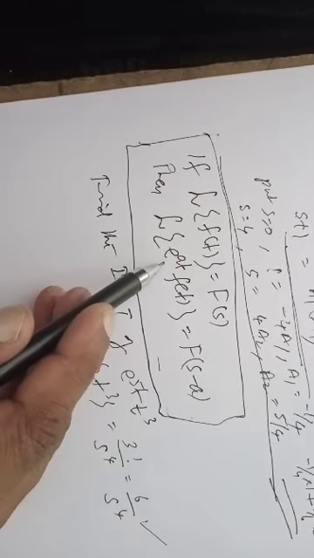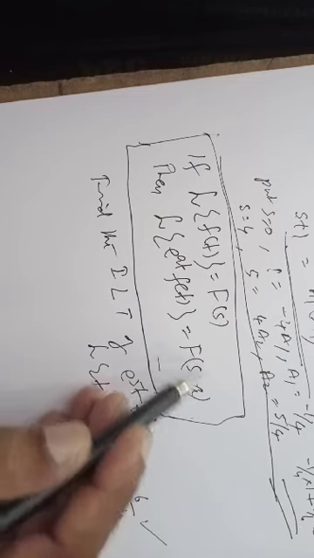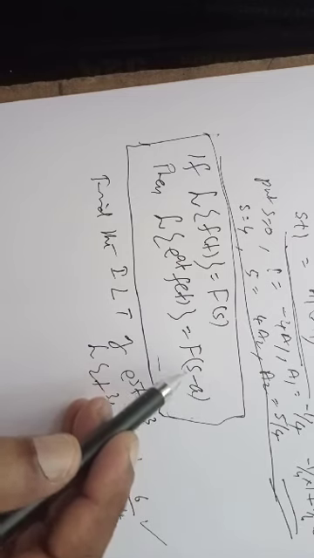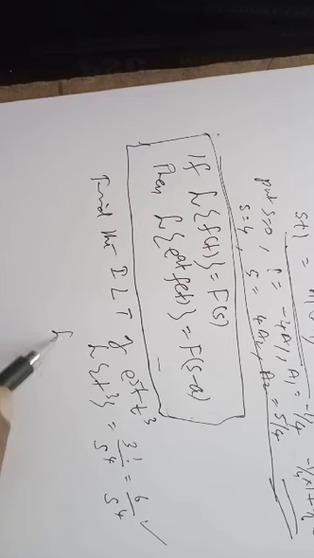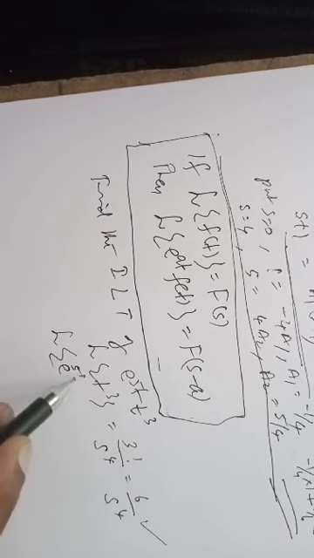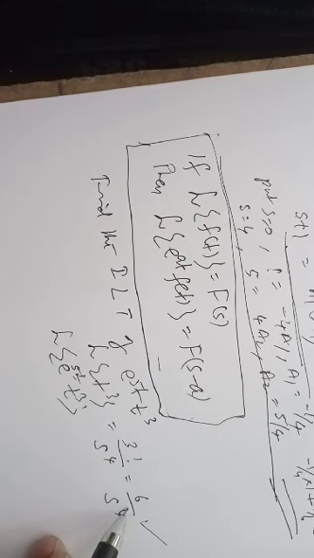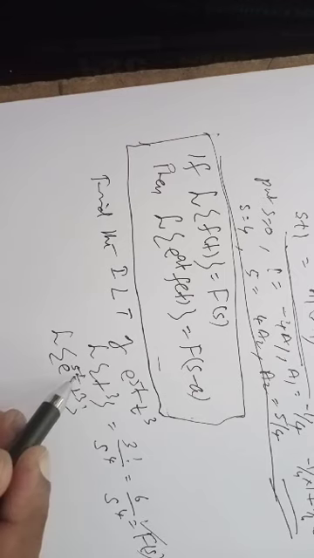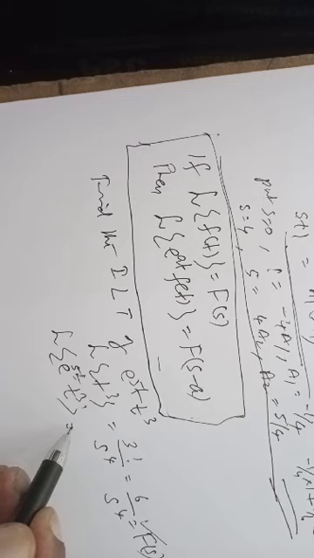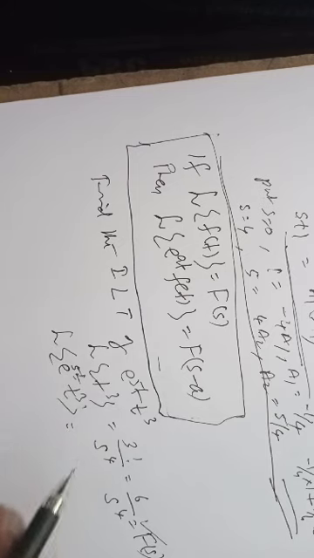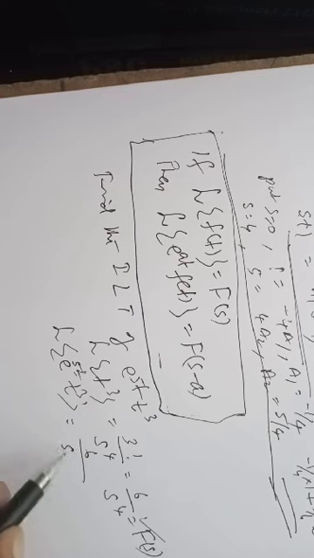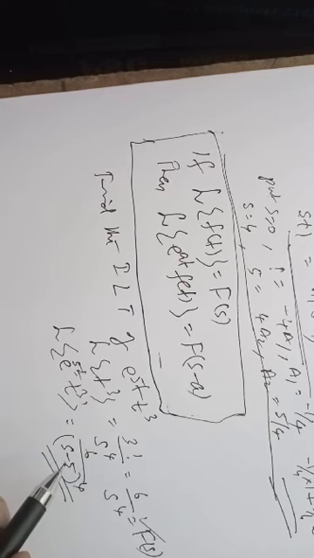But to multiply by e raised to at, the only change is to change s to s minus a. Here we are multiplying by e raised to 5t into t cube. L of t cube, that we know, is capital F of s. Then L of e raised to at into f of t, only s changes to s minus a, that is s changes to s minus 5. Then the answer is 6 by s minus 5 all raised to 4. So it is a simple, easy method.